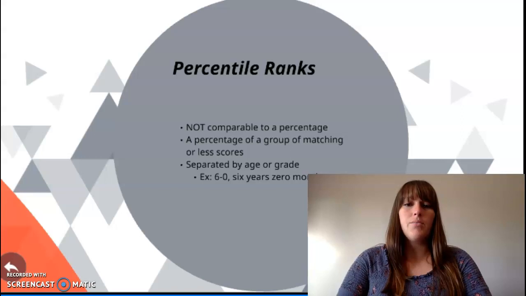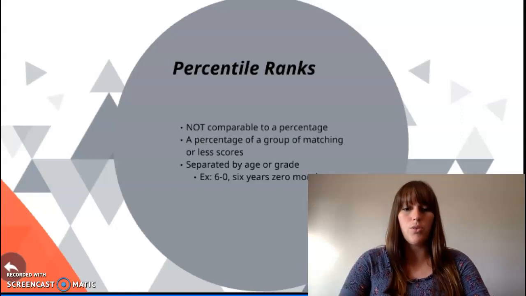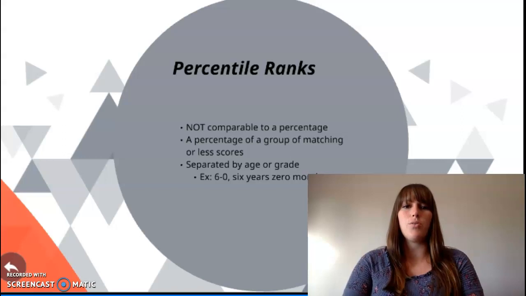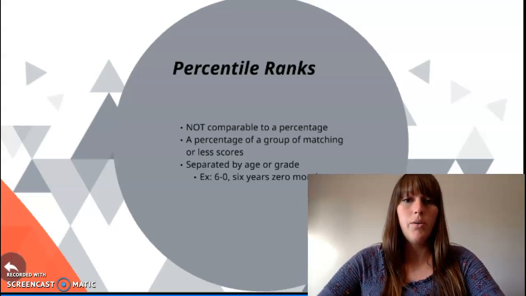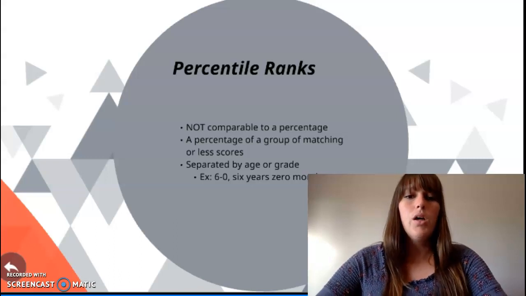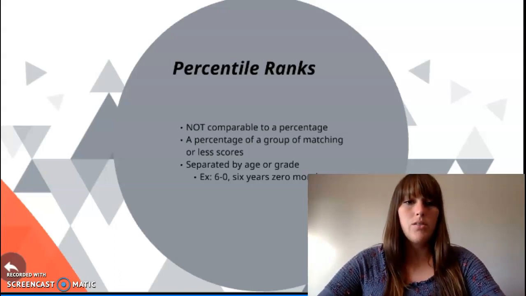It's referring to a percentage of a test item. A raw score corresponds to what the percentile rank is, meaning that a percentage of the norm group has earned the same raw score or less. So 5% of these students have earned this score. Usually the percentile score is separated by age levels, or typically it reads as years and months. For example, 6 years, 0 months.